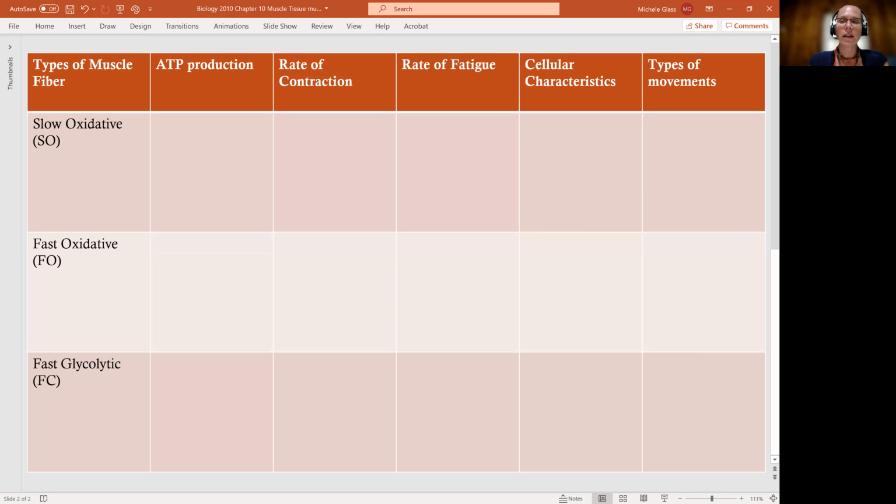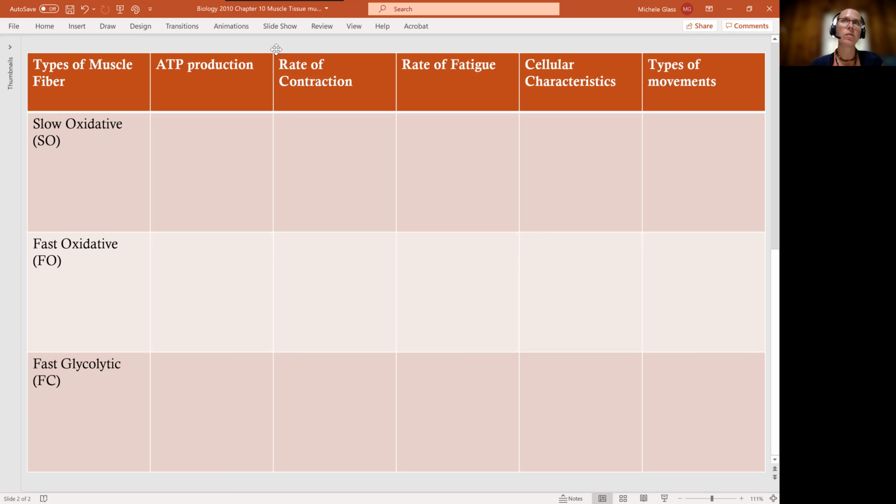Okay, so what I have done here is another one of my famous tables. I have 6 columns and 4 rows. And your column headings, the first column is types of muscle fibers. The next column is how is ATP produced. The next one is the rate or speed of contraction. And then rate or speed of fatigue. Important cellular characteristics and types of movement.